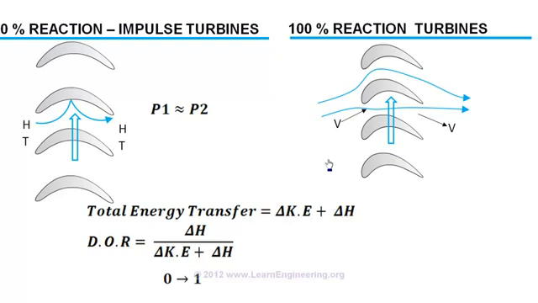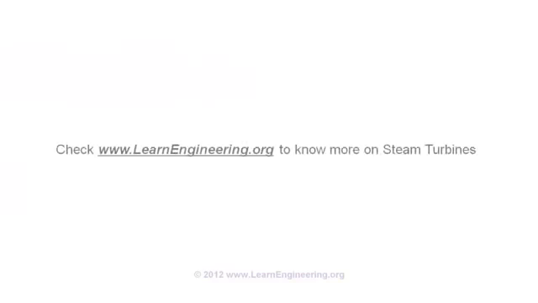A practical steam turbine will be a compromise of these two cases. People usually use a 50% reaction turbine, known as the Parsons turbine. That is all about the working of steam turbines.